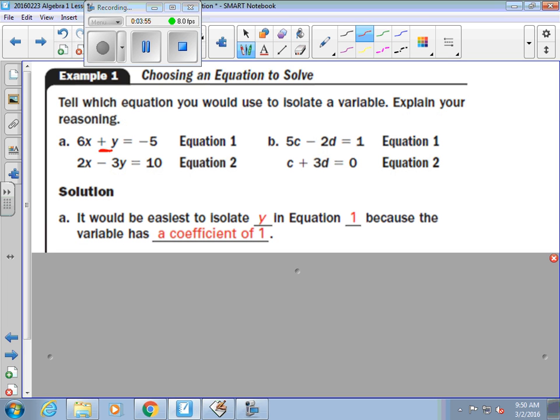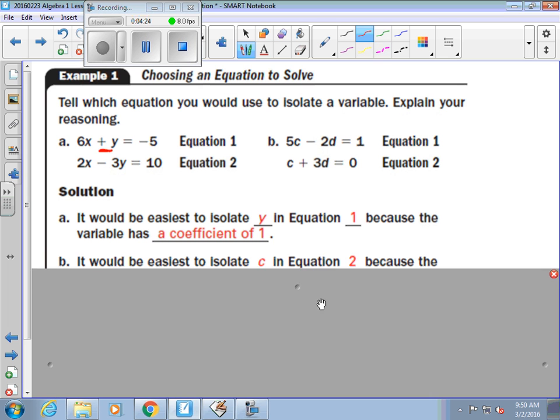So it would be easiest to isolate, or solve for, y in equation number 1 because the variable has a coefficient of 1. Again, there is no wrong way to do it. You can get the x by itself in the first equation. You can get the x or the y by itself in the second equation. The y is just easiest in the first equation since it has a coefficient of 1.